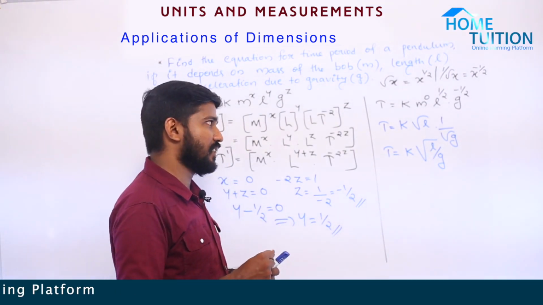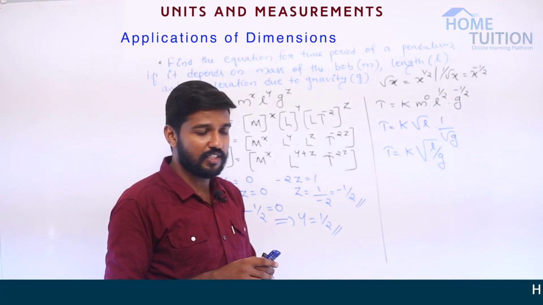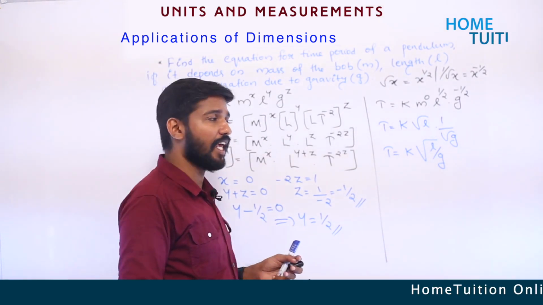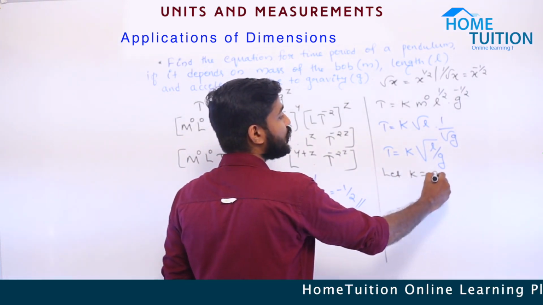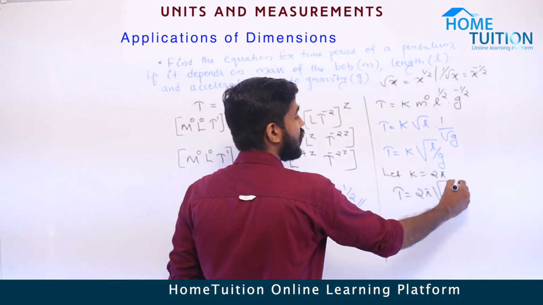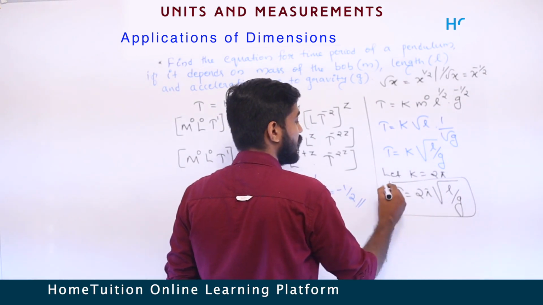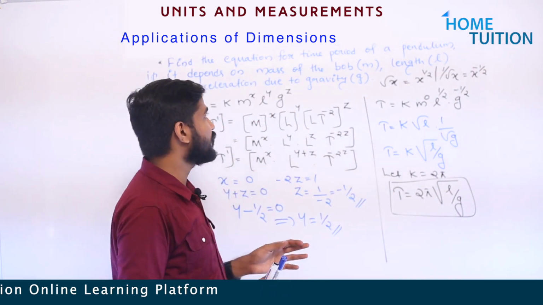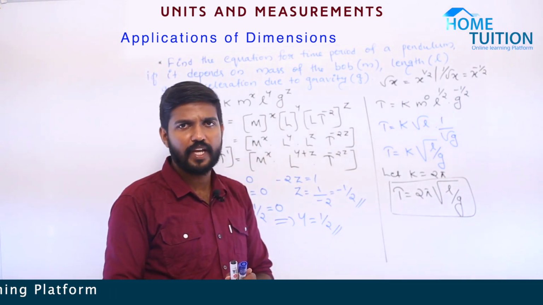But here actually we have the equation as t equal to 2 pi into root of L by g. So substitute 2 pi for k. So let k equal to 2 pi. We will get t equal to 2 pi into root of L by g. So this is the equation for what? Time period of a pendulum.